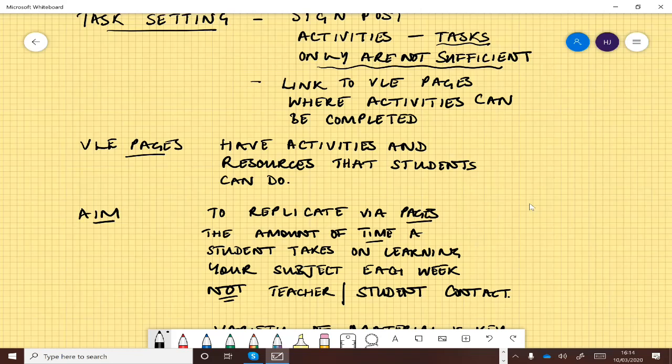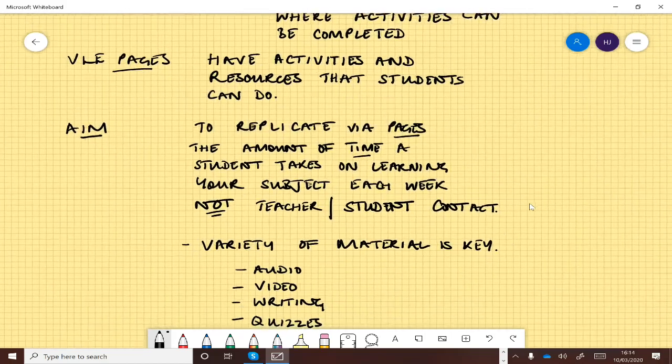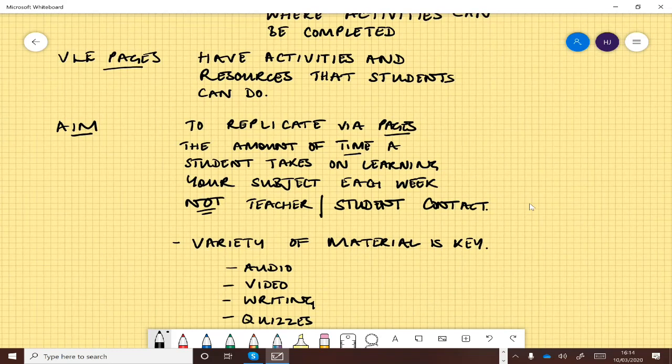The aim of the pages really is to replicate a place where we can create activities that will take a similar amount of time to that ordinarily spent in task. So the reading of that article and the writing of a short essay may, for example, take 35 minutes. What we're not looking to replicate is the same level of student-teacher interaction and contact as 35 minutes.